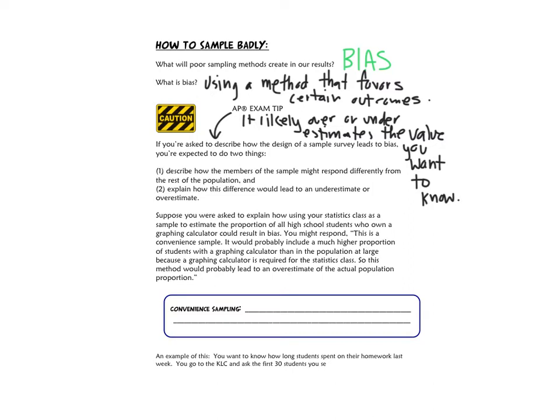Okay, so suppose you were asked to explain how using your statistics class as a sample to estimate the proportion of all high school students who own a graphing calculator could result in bias. You could respond, this is a convenience sample, which we'll discuss down here, and it would probably include a much higher proportion of students with graphing calculators than in the population at large, because a graphing calculator is required for statistics class. So this method would probably lead to an overestimate of the actual population proportion. I hope that makes sense. If you ask a stats class, they have to have a graphing calculator. So we're going to overestimate the proportion of high school kids who own one.